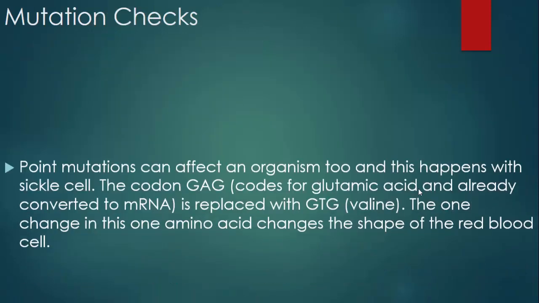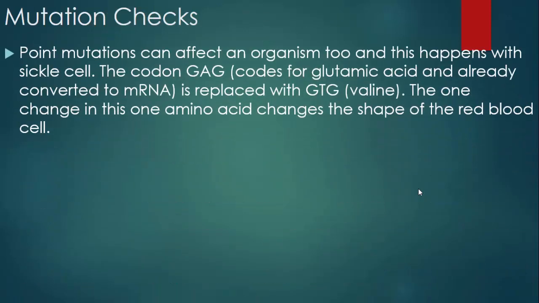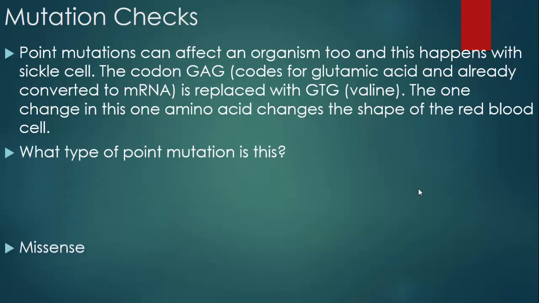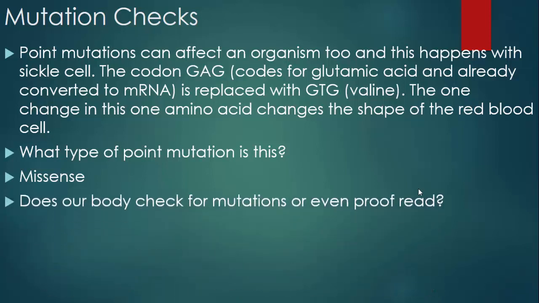So mutation checks. Point mutations can affect an organism too, and this happens with sickle cell. The codon GAG, which codes for glutamic acid, and it's already been converted to mRNA, is replaced with GTG, which is valine. The one change in this one amino acid changes the shape of the red blood cell. So what type of point mutation is this? It is missense because changing one letter has changed the amino acid, which in turn changes the protein.